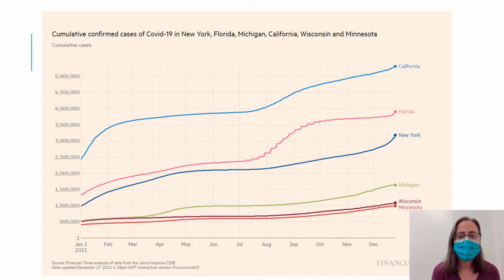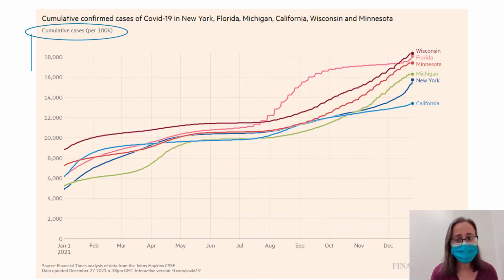Well, if you happen to know that California has a much bigger population than Wisconsin, as does Florida, as does New York, you'll realize we need to control for the population. So we need to look at the rate. What proportion of people who live in that state ended up getting infected? When we do that, you can see that it changes dramatically. Now we see that all the states are fairly similar, although California actually has the lowest rate of COVID infection of any of the states graphed here.